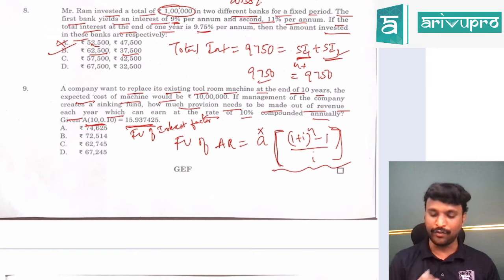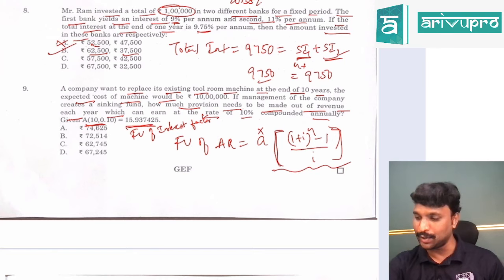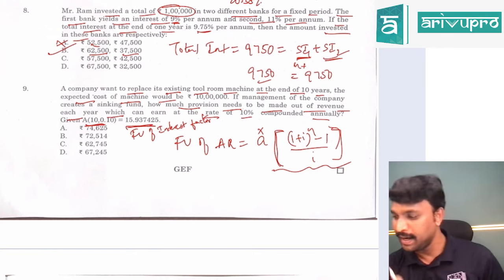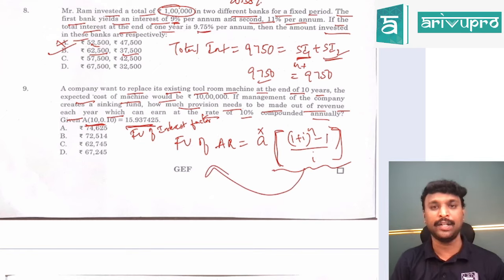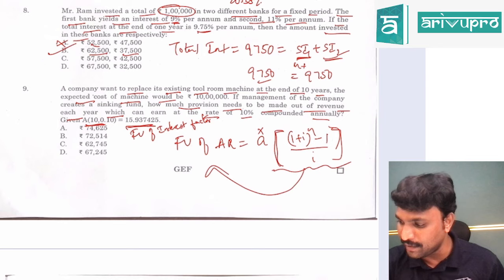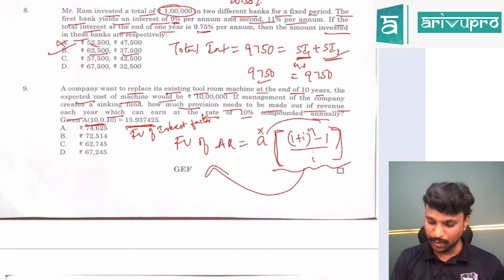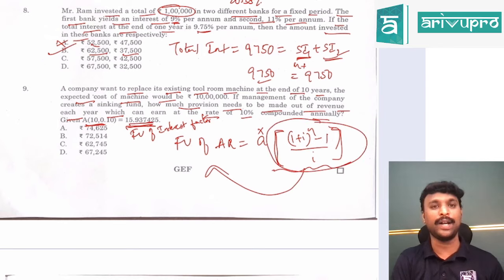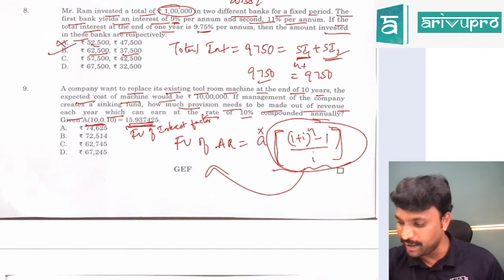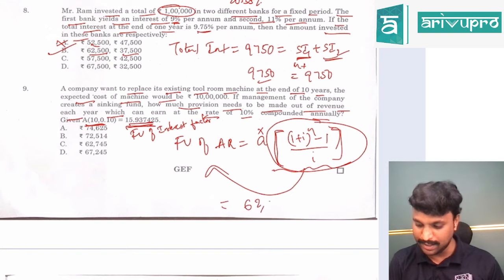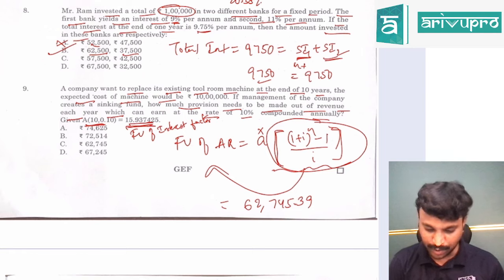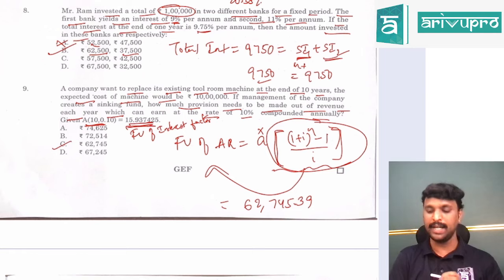A, right? So the future value of the annuity is 10 lakh. So type 10 lakh divided by the interest factor. So press the divide button. What is the value of this? It is 15.937425. The answer is 62,745.39. So 62,745. That means option C.